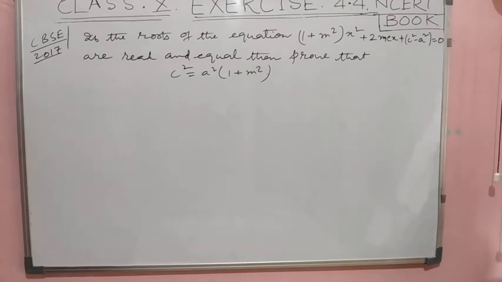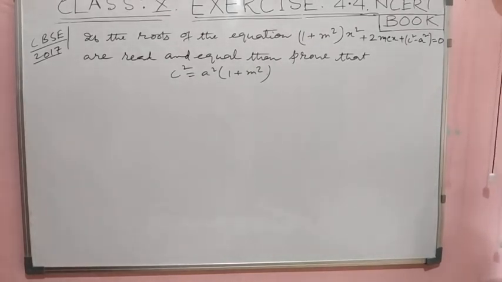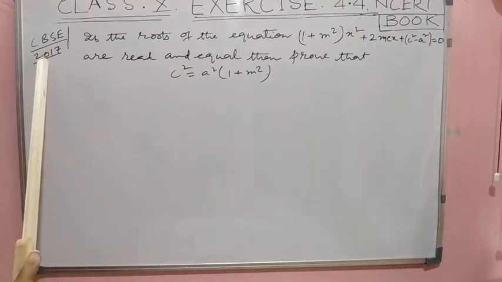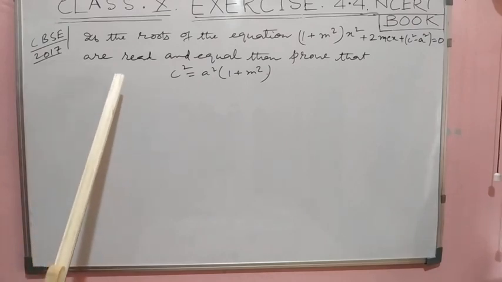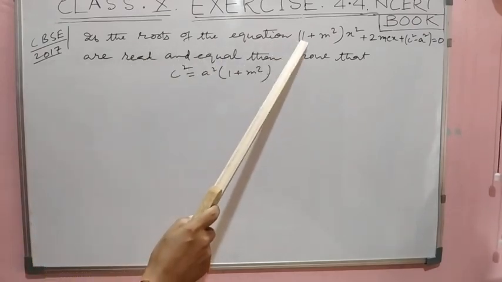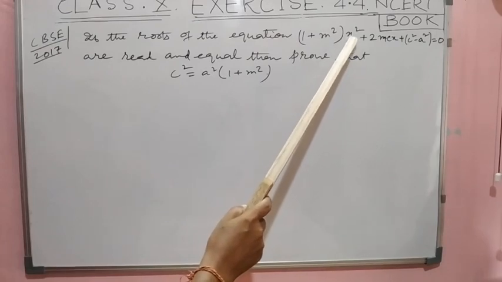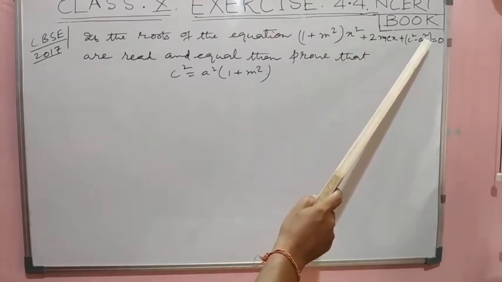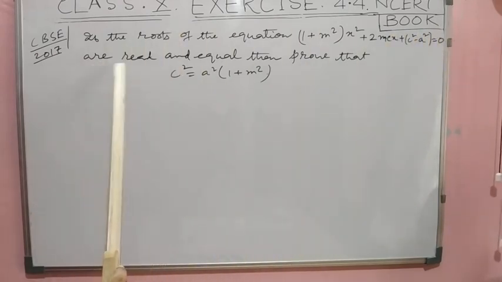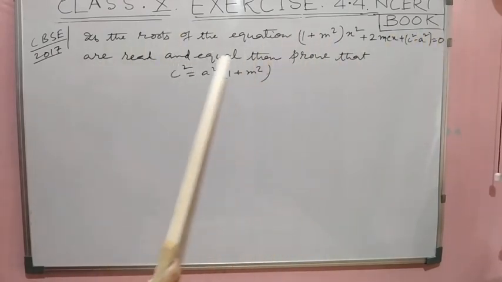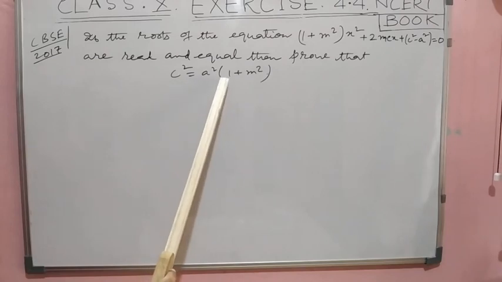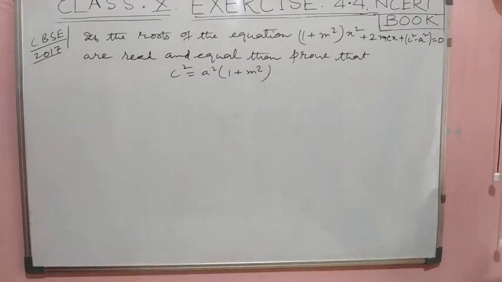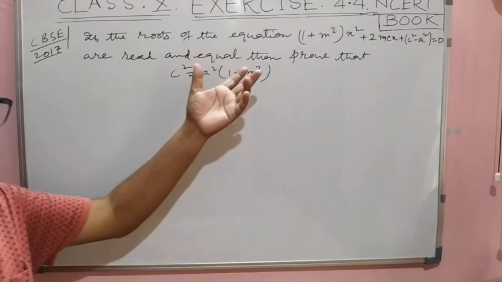Okay dear children, today we have completed exercise 4.4. So I am showing you one CBSE question. It was given in 2017. If the roots of the equation (1 plus m square) x square plus 2mcx plus c square minus a square equal to 0 are real and equal, then prove that c square equal to a square into (1 plus m square). So this is a very important question.